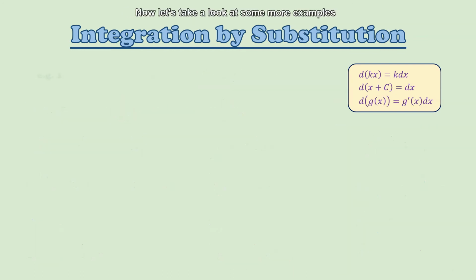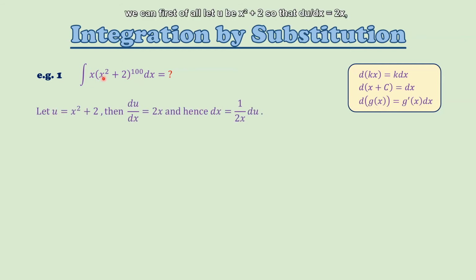Now let's take a look at some more examples to understand the integration by substitution better. In the first example, to integrate this, we can first of all let u be x squared plus 2, so that du/dx is equal to 2x, and then we can make dx the subject of the formula, so that dx is equal to 1 over 2x times du.